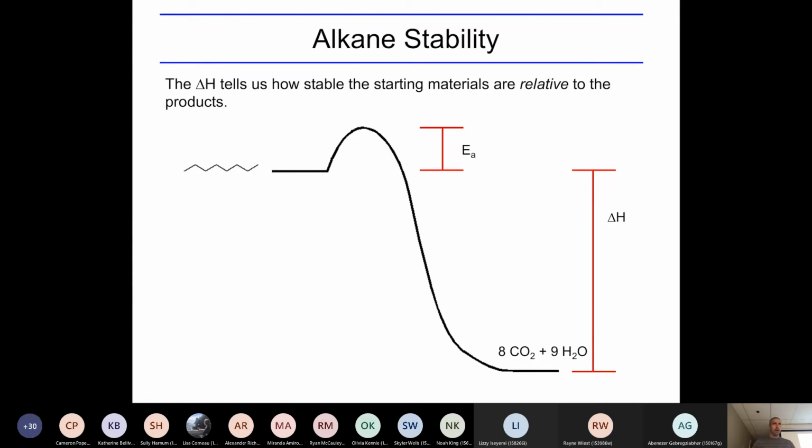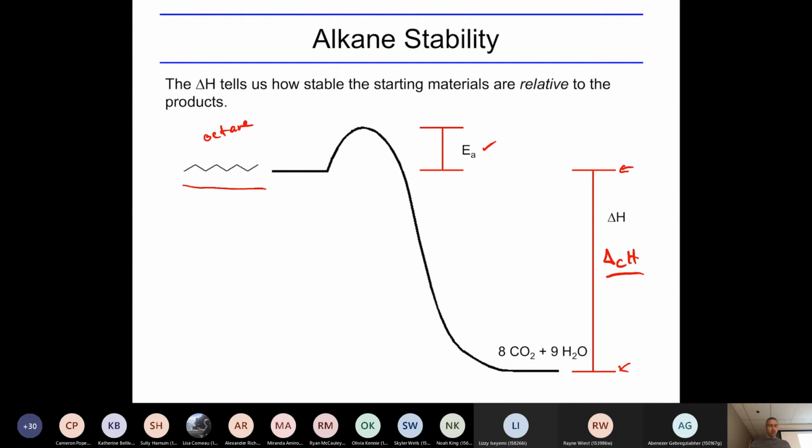This is just like an Arrhenius plot showing if you have an alkane like this one, which is octane, and you burn it, there's an activation energy, EA, and it gives you 8 CO2 and 9 water. The difference between your initial energy and your final energy here is your delta H, and we often call it delta H of combustion, because this is a combustion reaction. We're burning it and we get energy off.